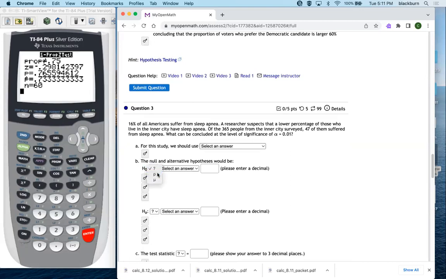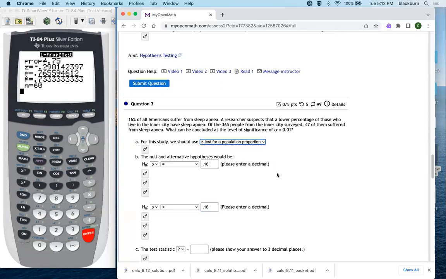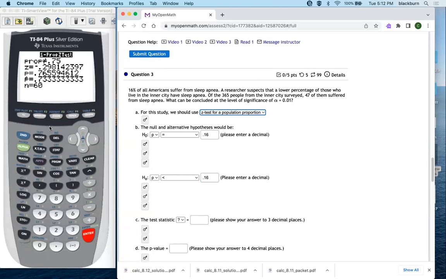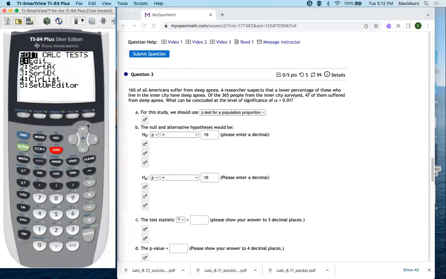A researcher suspects that a lower percentage of those who live in the inner city have sleep apnea. Okay, so P equals 0.16. This one, P is lower than 0.16. The researcher suspects that a lower percentage of those who live in the inner city have sleep apnea. All right, so we're using the Z-test for population proportion again. Then we're going to put that in the calculator.